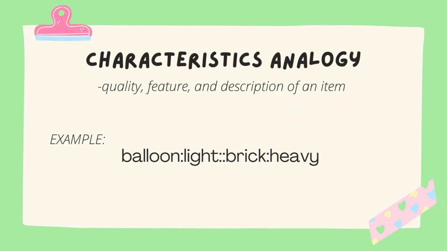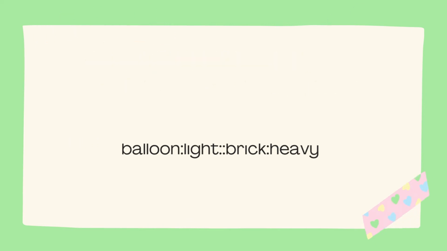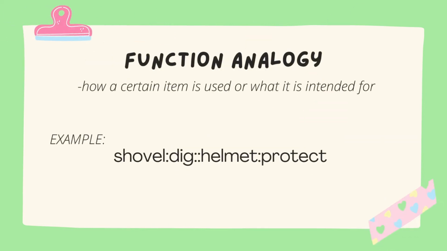Characteristics analogy refers to the quality, feature, and description of an item. Example, balloon is to light as brick is to heavy. Balloon is described as light, while the characteristic of brick is heavy. Function analogy shows how a certain item is used or what it is intended for. Example, shovel is to dig as helmet is to protect. This example shows that shovel is used to dig and helmet is used to protect.